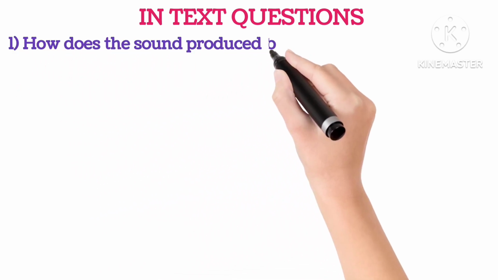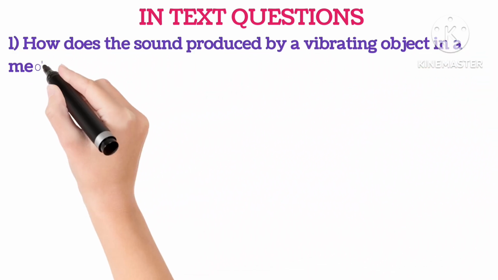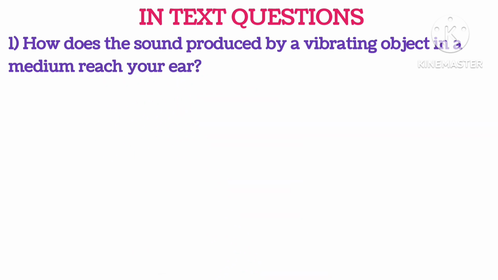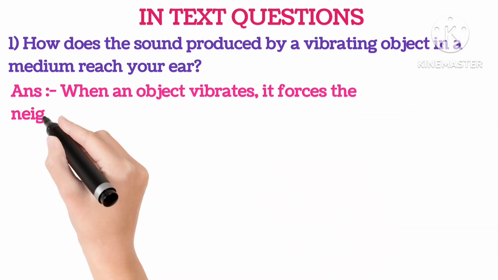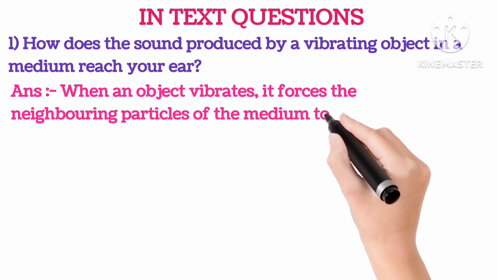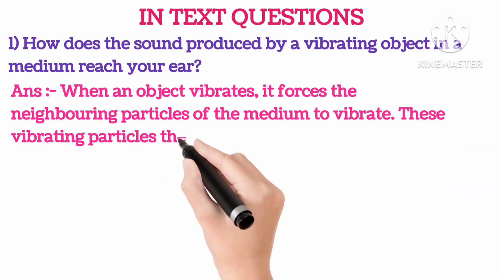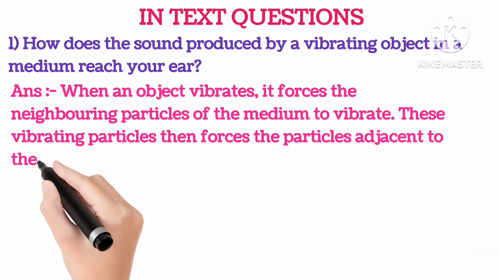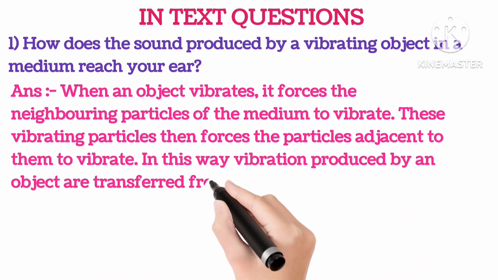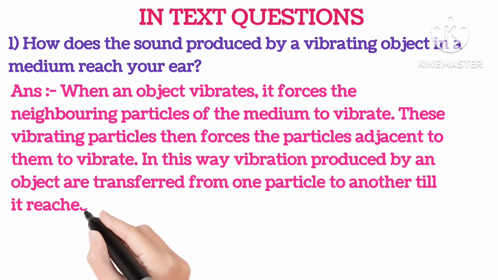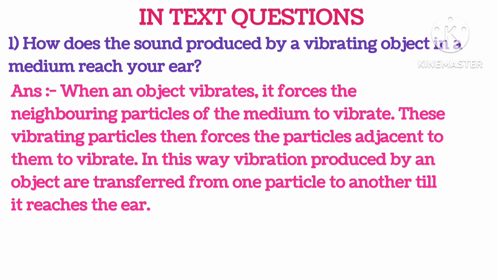How does the sound produced by a vibrating object in a medium reach your ear? When an object vibrates, it forces the neighboring particles of the medium to vibrate. These vibrating particles then force the particles adjacent to them to vibrate. In this way, vibrations produced by an object are transferred from one particle to another till it reaches the ear.